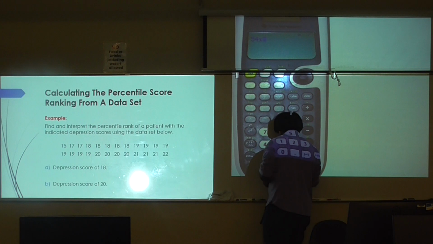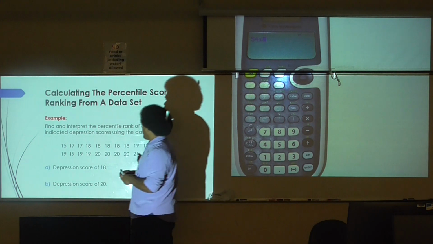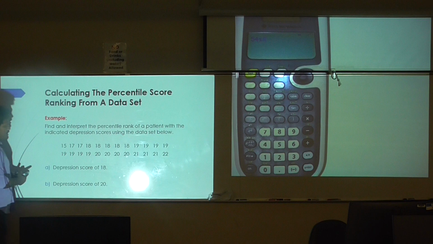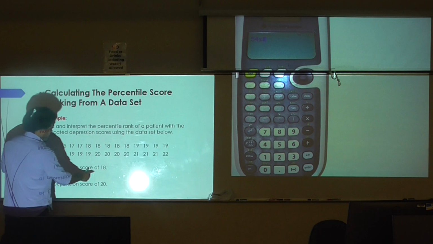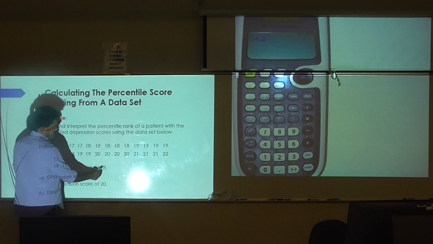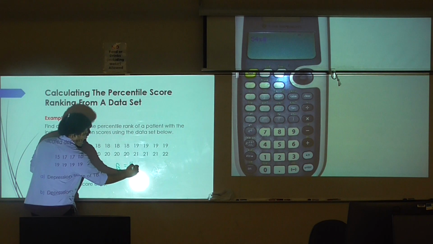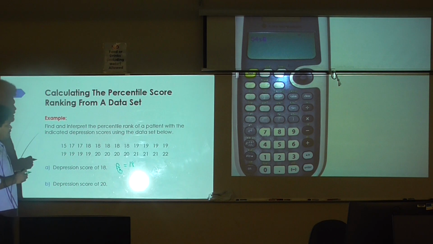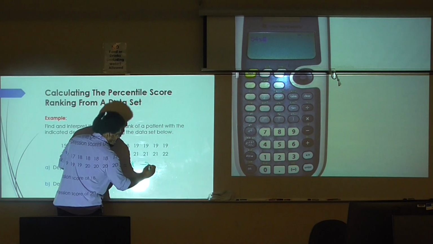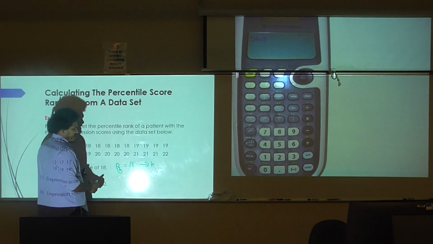I'll probably put that one in green. So what we get over here is the bottom 18. We want the percentile rank that corresponds to 18. So our job is to find the K such that P sub K equals 18. So how do we find that K? Well, the K is supposed to be the percentage.